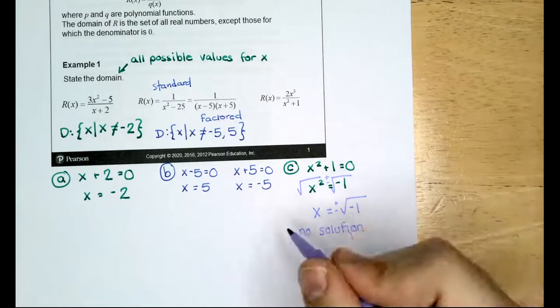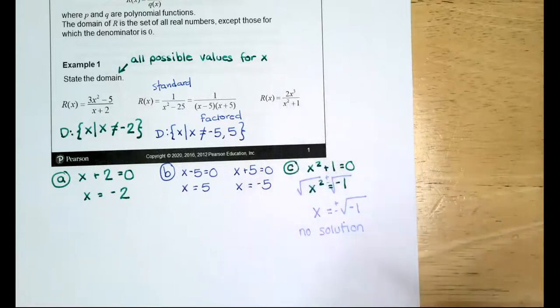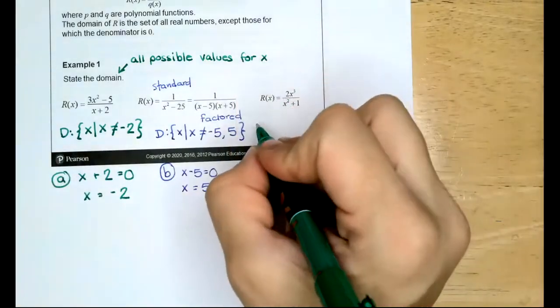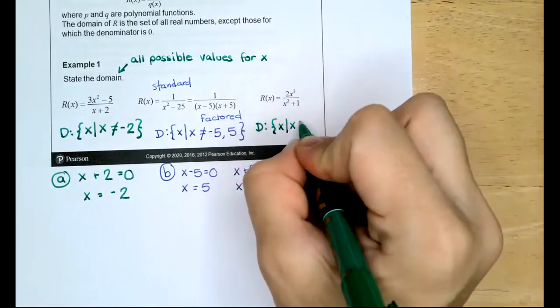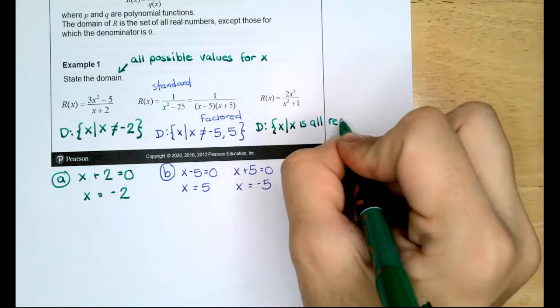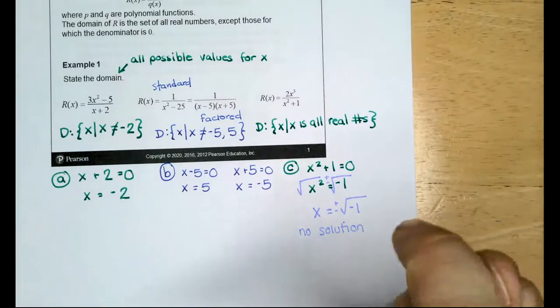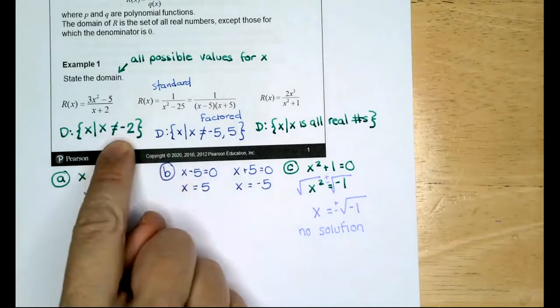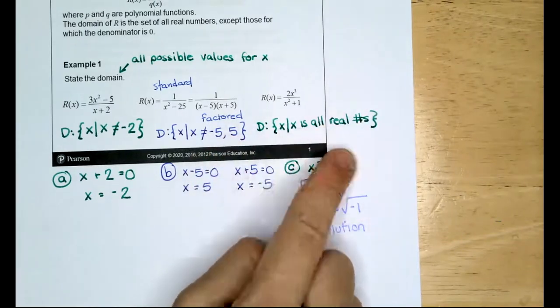So there is no value of x that we could put here that would make this equal to 0. So we're safe to say that the domain is all real numbers. No matter what number I put here, x such that x is all real numbers. No matter what number I put here, as long as it's not an imaginary number, the denominator will not be 0. So our answers are, it cannot be -2, it cannot be -5, it cannot be 5, and this one can be any number.